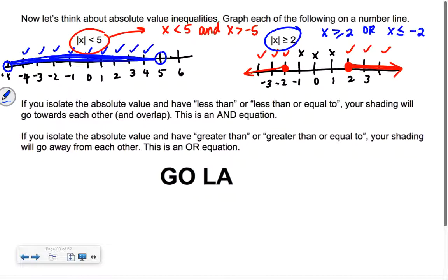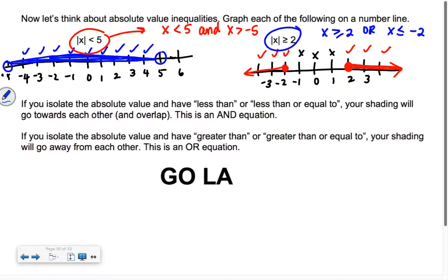Okay, so do you guys remember when we talked about inequalities? "And" means they overlap, and we shade where they overlap. "Or" means that they could go in opposite directions. Do you guys see how this one goes in opposite directions? This is "or." If you isolate the absolute value and you have less than or equal to, your shading will go towards each other, and they'll overlap.